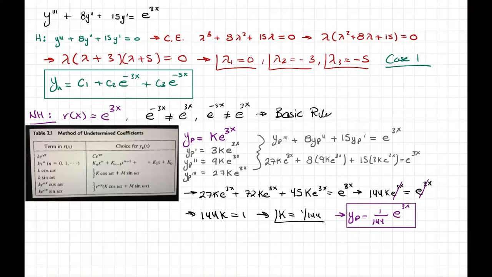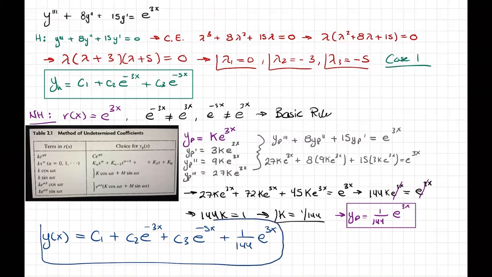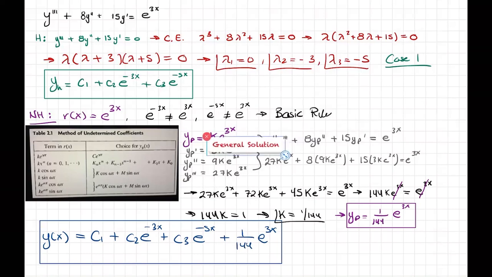And then my final solution, when I write it here, I will have C1 plus C2 e to the negative 3x plus C3 e to the negative 5x plus 1 over 144 e to the 3x. And this in blue will be my general solution.